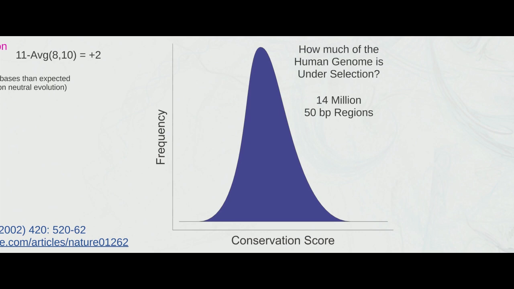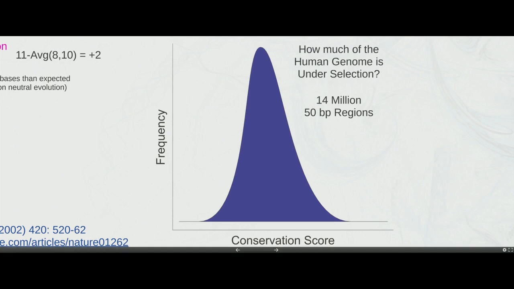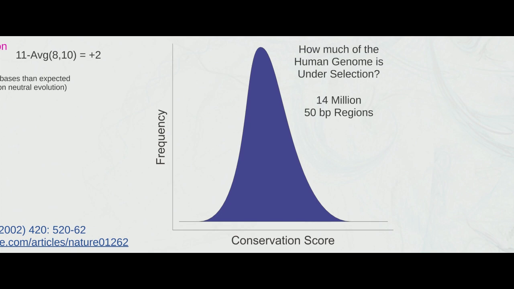So here's what they saw. Forget for a moment that it says conservation score at the bottom, and let's just say this is the number across all those 14 million sites. On the x-axis is the number of identities, and on the y-axis is the number of regions that had X number of identities.